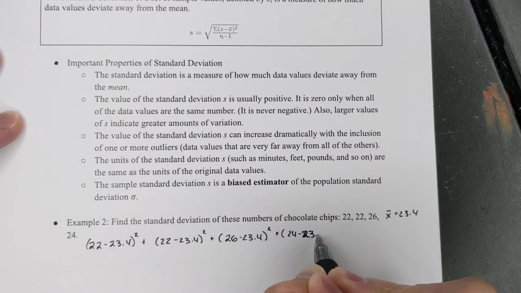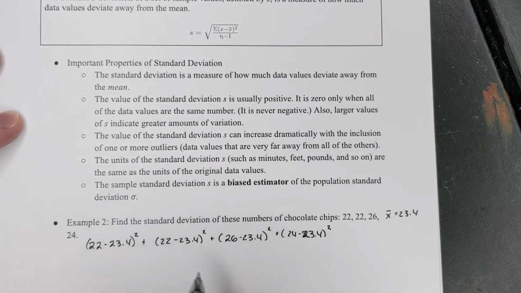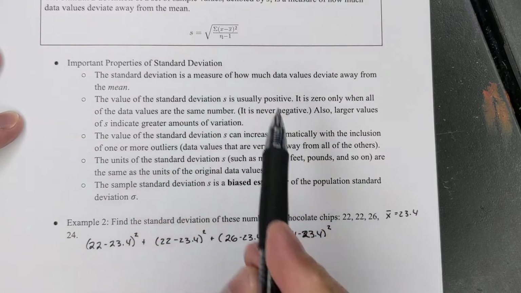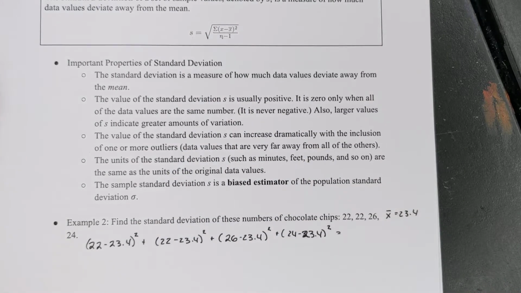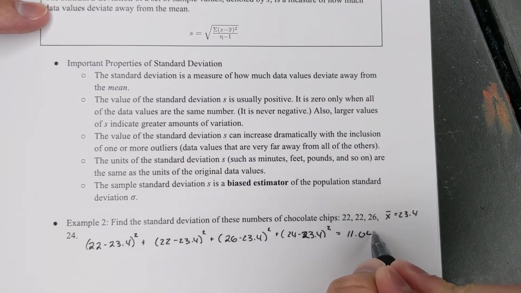This string here is just the top of this fraction, so I'm going to work this out first, and then we'll come back and get the rest of it. So 22 minus 23.4 squared plus 22 minus 23.4 squared plus, parentheses, 26 minus 23.4 squared. If you're typing this in your calculator, you do type it in exactly as I have it written down. Those parentheses are necessary. This whole big string comes out to be 11.04.